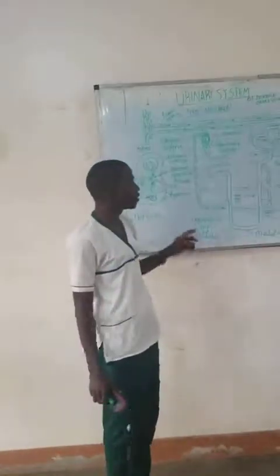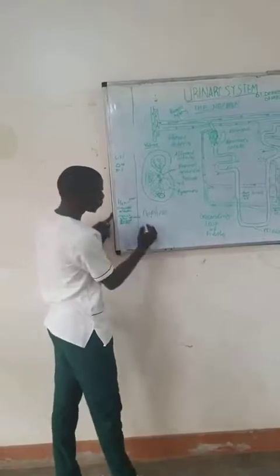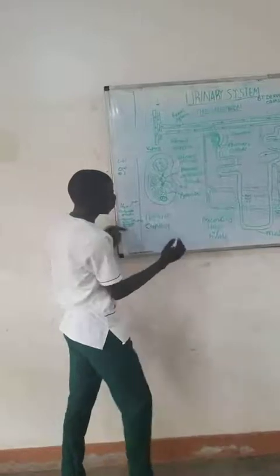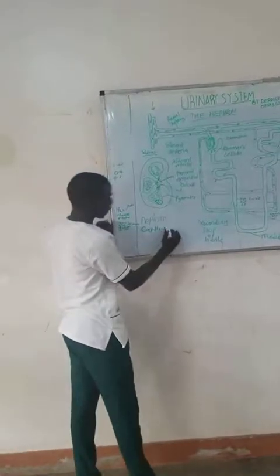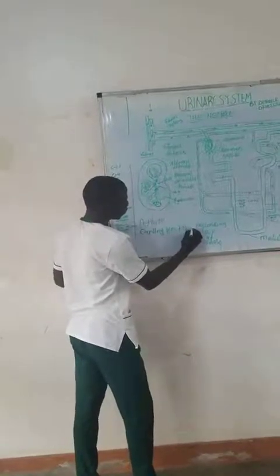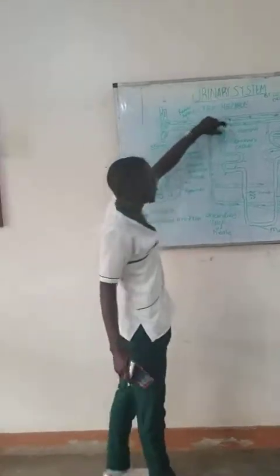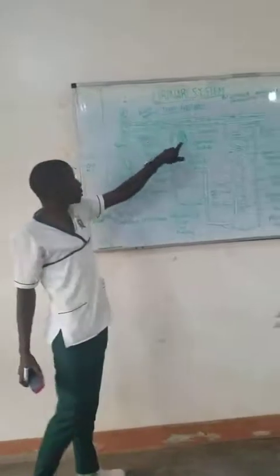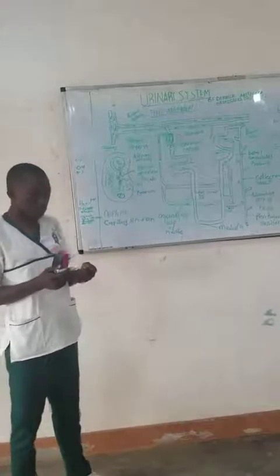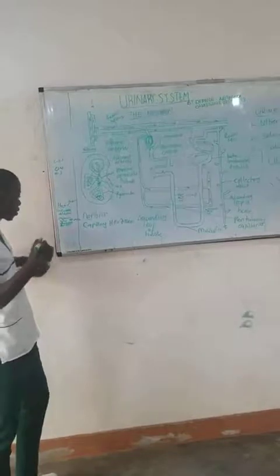So what happens is, we have three forces. The first force is called capillary hydrostatic pressure, which is equal to 7.3 kilopascals. The capillary hydrostatic pressure is in the glomerulus. Now, this force, the capillary hydrostatic pressure of 7.3 kilopascals, is opposed by two forces.